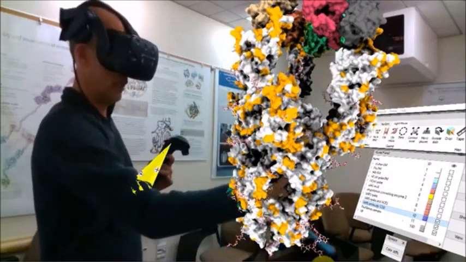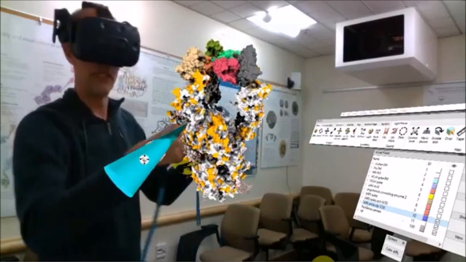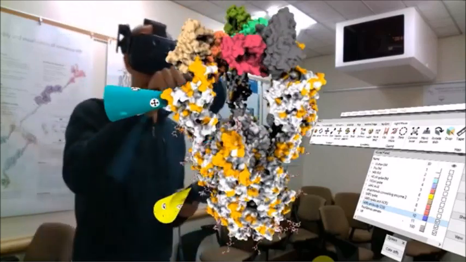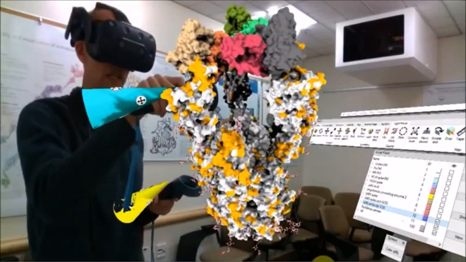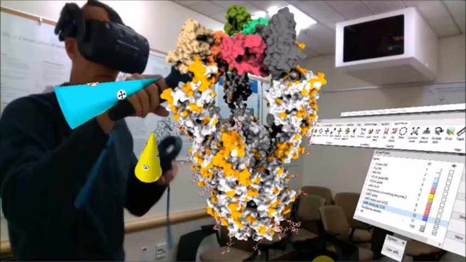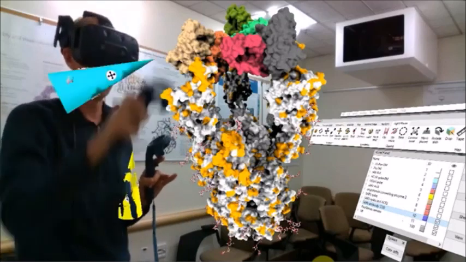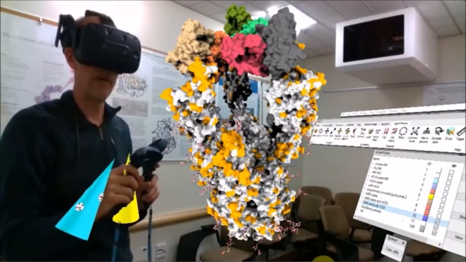So the spike here has disguised itself with all these sugars. But the problem is, up where it needs to recognize the host cell, it can't put sugars there because they would be in the way. They would prevent the recognition with ACE2. And so that's a vulnerable part, and that's where we see this antibody bound.